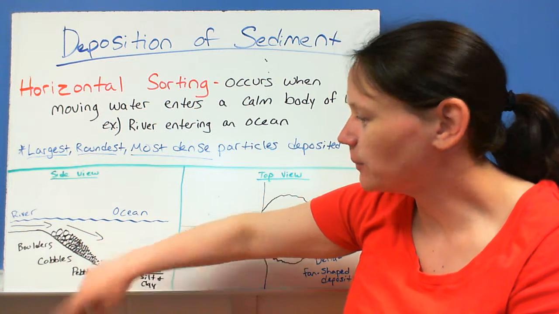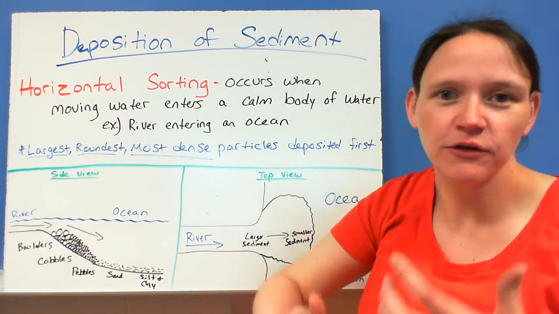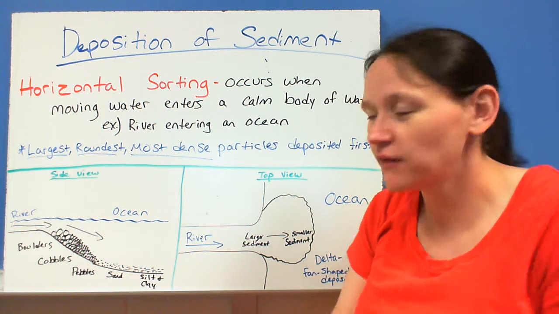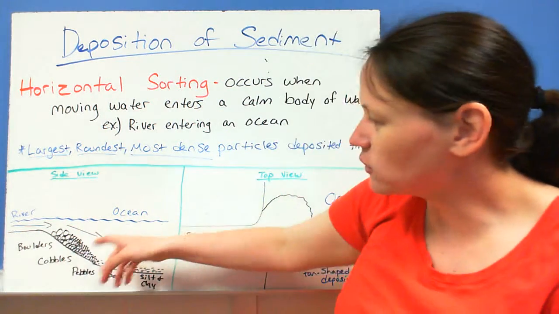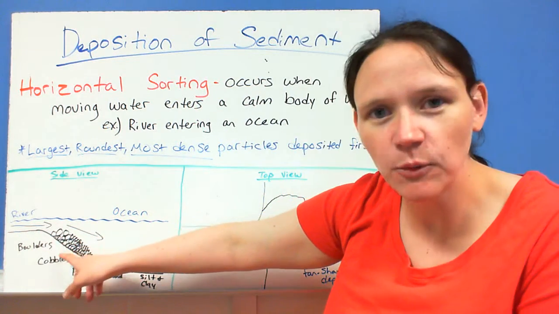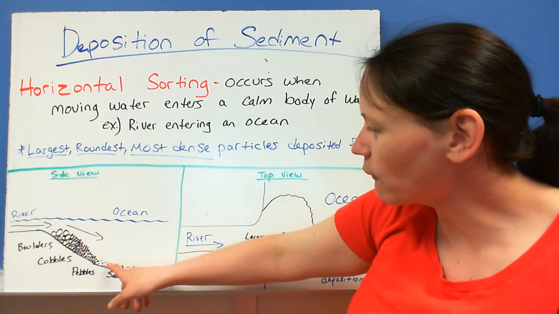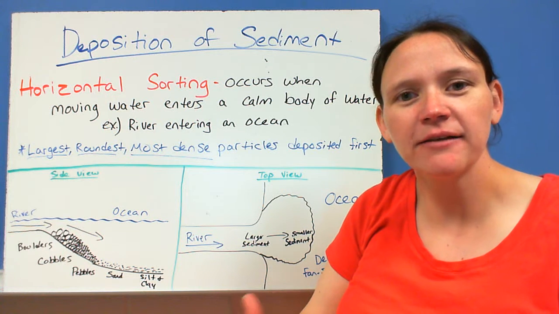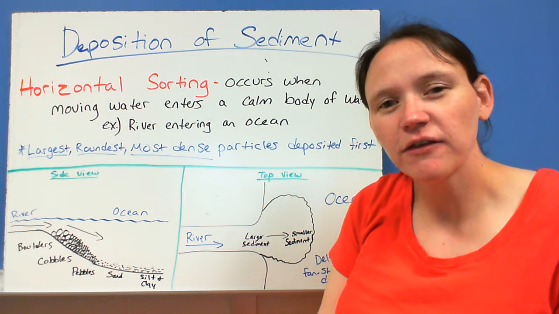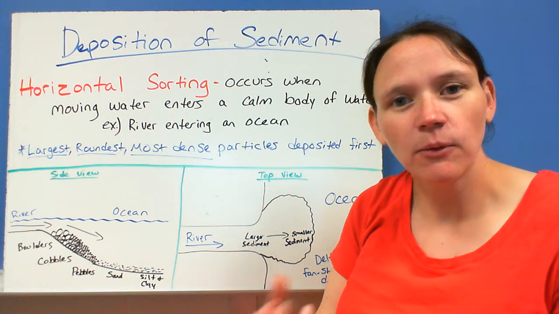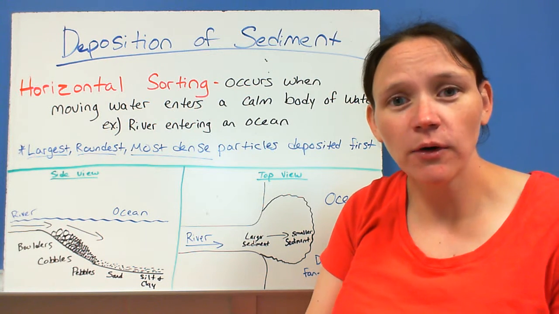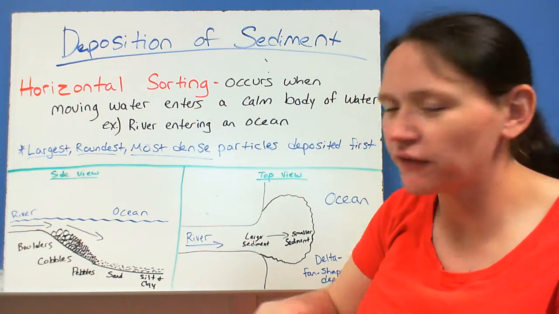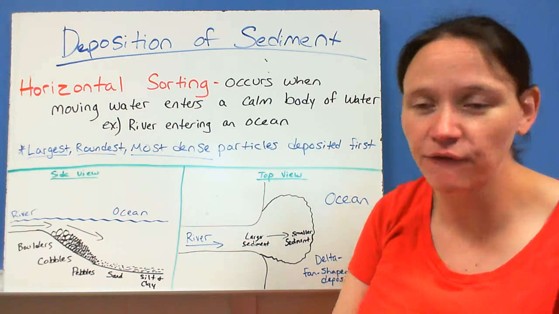So horizontal sorting, when that happens, the largest, roundest, most dense particles are going to get deposited first. If you imagine you're carrying a bunch of stuff in your arms and you're moving along, if it starts to get heavy, what you're going to deposit first is the biggest stuff. And so when the river is coming along, it hits the ocean, the larger particles will be deposited first. And then as you go out further, the particles get smaller and smaller. So we can actually look at different rock types and see if it's a smaller size particle or sediment, it was formed in a deeper ocean or deeper water environment. So that is a way for us to get an idea of where some rocks have formed.